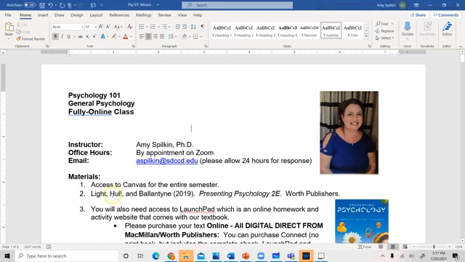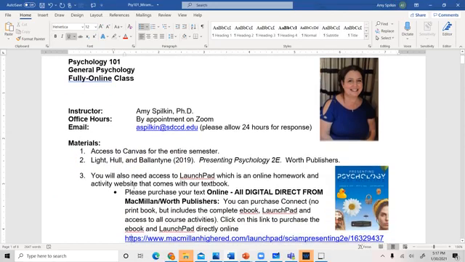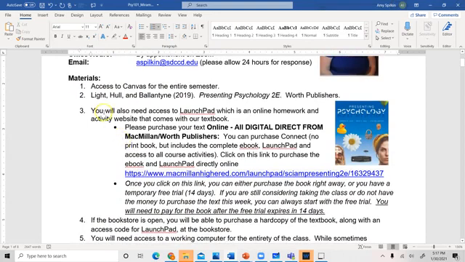All right. The materials for the class will be access to Canvas for the entire semester, and then Light, Hull, and Ballantyne, Presenting Psychology, 2nd edition. Book looks like this. And access to Launchpad, which is an online homework activity website that comes with our textbook. So probably the easiest way is to get the ebook and Launchpad online. That's the all digital form direct from the publishers.